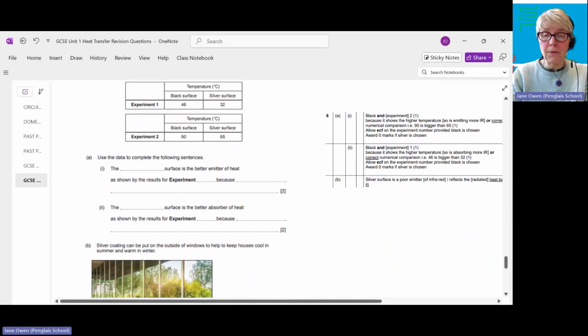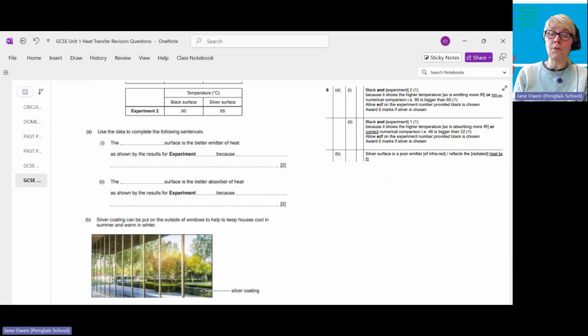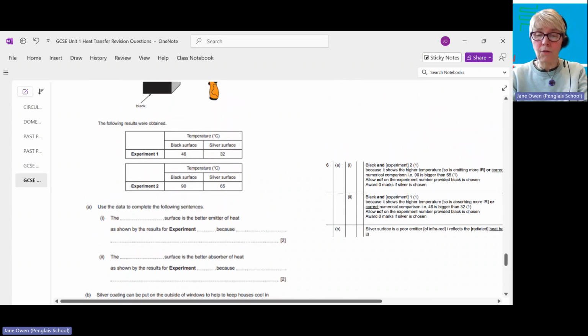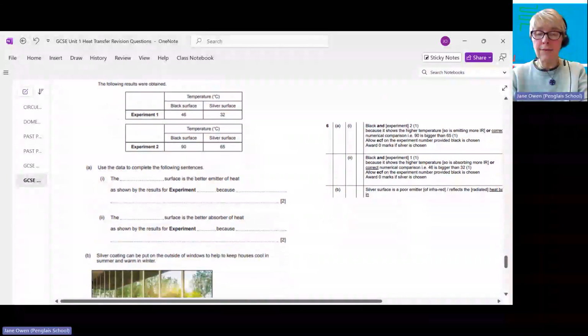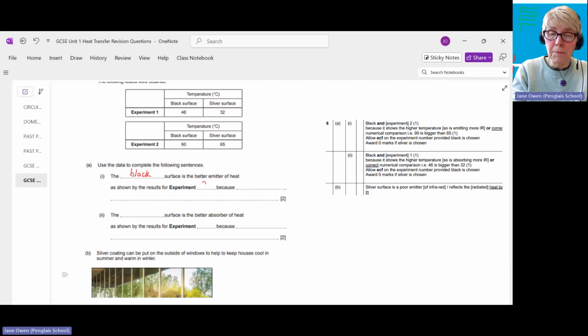Use the data to complete the following sentence. Now this is foundation and this is what to expect on foundation, but they might just ask you to explain the results. The something surface is better emitter of heat. So look at experiment 2, and the black surface is higher. So the black surface is a better emitter of heat, as shown by the results for experiment 2, because the temperature is higher for the black surface.